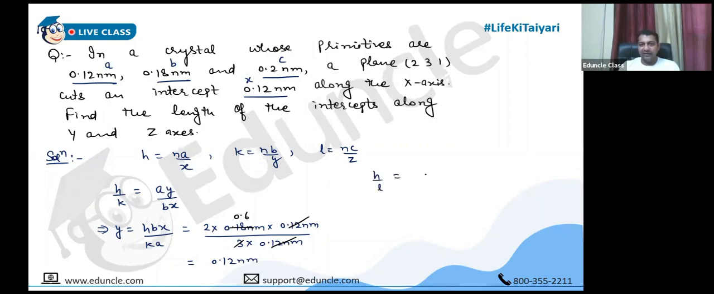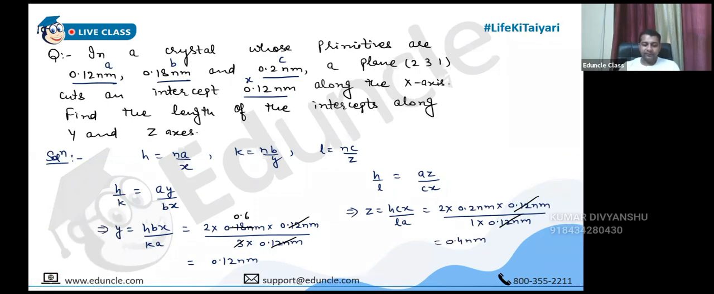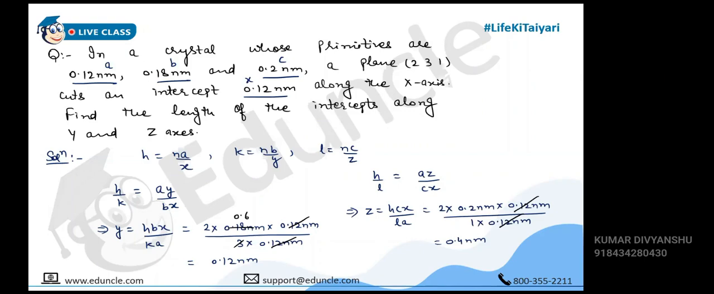If you are doing h by l, then you will be getting AZ by CX. Then this will give you z equals HCX by LA. So H is 2, C is 0.2, X is 0.12, L is 1, A is 0.12. So it will be 0.4. Please check it out. So very easily we are able to get this. Clear? Yes, sir.